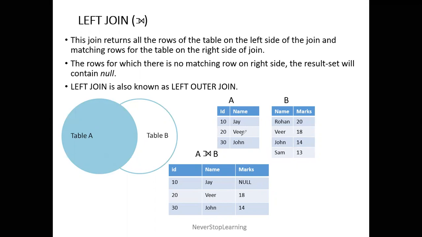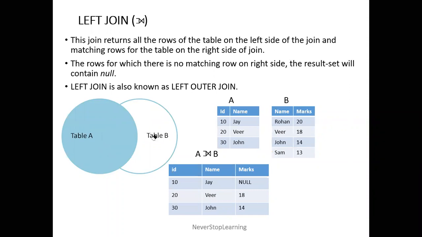Then 20 Veer. Veer is present in table B, so his marks will come. John is also present in table B, so his marks will also come. Only we will not get the tuple that is present only in table B, that is Sam. Sam is present in table B and it's not having any common attribute with table A. That's why only this Sam tuple, this record, we are not getting. Okay, so this was left join.